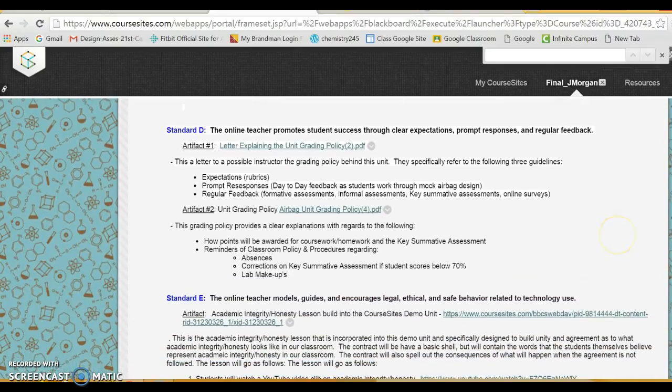Standard D, the online teacher promotes student success through clear expectations, prompt responses, and regular feedback. Artifact number 1 is the letter to the future instructor, which explains my idea behind this unit. Artifact number 2 is the unit grading policy that the students will see. And this actually gives additional information to the instructor on how points will be awarded for the coursework and the key summative assessment, as well as the policies and procedures. What to do when kids are absent. What if they don't meet mastery of the key summative assessment, what I do, and then how to make up labs in case they're absent. So that's all built into there.